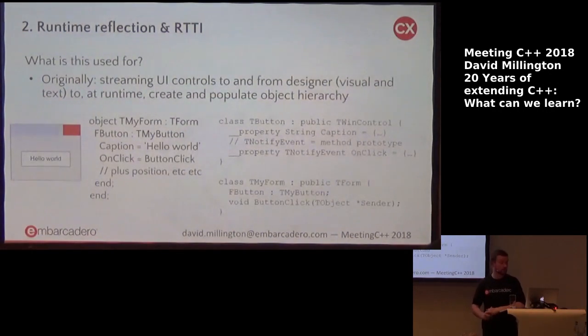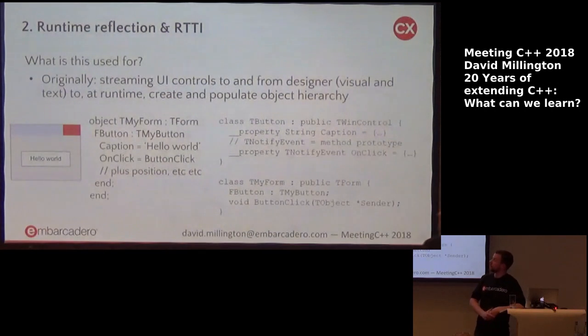So this is used originally and still mainly today for streaming UI controls to and from the designer and creating them at runtime. So I have a sort of mock-up on screen. Let's assume you have a window that you're designing and it has a Hello World button on it. Now we have a visual designer, of course, the way all tools do today, but this is actually stored internally in a text format, a human-editable text format, which is streamed using this RTTI system.